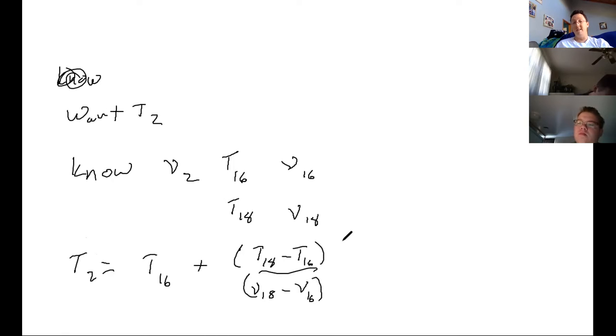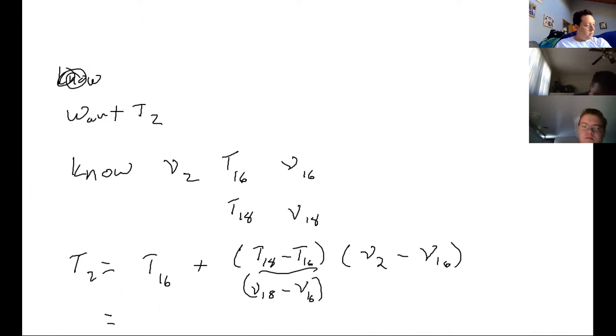I write it all down each time because if I just start typing numbers in, I get confused as to what I've done. I just don't want to second guess myself. And then I do the known specific volume at state 2 minus specific volume at state 16. I have to use 16 because I used that over here. So I'm just going to plug in numbers here.